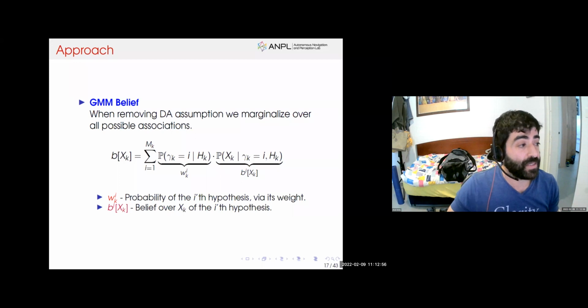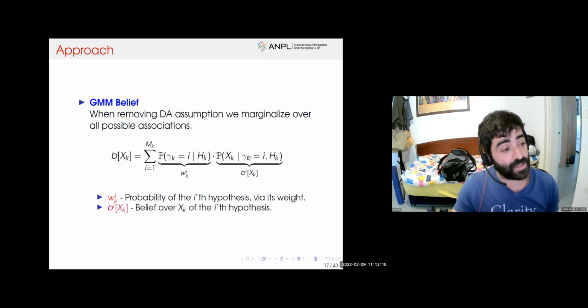Sorry. So when we remove the D assumption, we need to marginalize actually over all the possible associations. After we do marginalization over all associations and commence chain rule, the belief actually divides into two main sections. First, the right section here would actually be the I belief, which is a single hypothesis, which lives in parallel to a set of MK hypotheses.